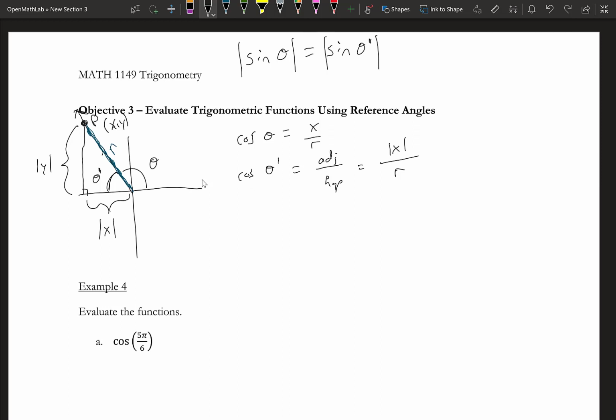So just a note here: cosine of theta and cosine of theta prime are equal except possibly for their signs. So to evaluate trig functions, the steps are essentially to find the trig value of the reference angle and then change the sign if needed.